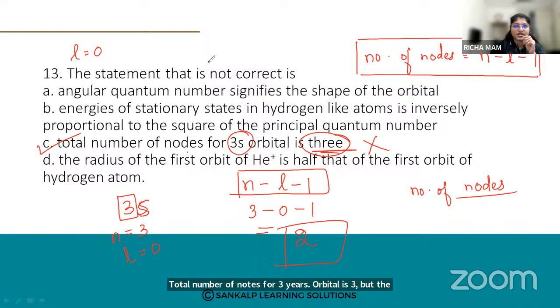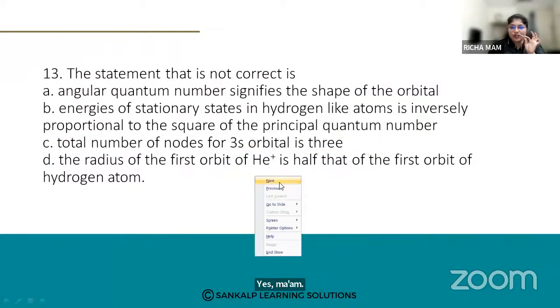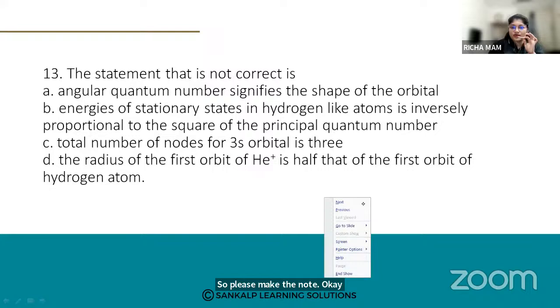So which is our option? Option C. So option C is the answer. Is it clear? Any doubt? Okay, so please make the note. Number of nodes, how we have to calculate? n minus L minus 1. Let us go for the next one.